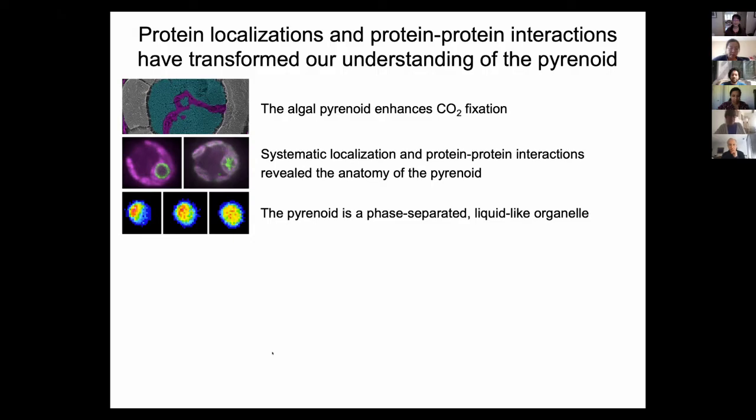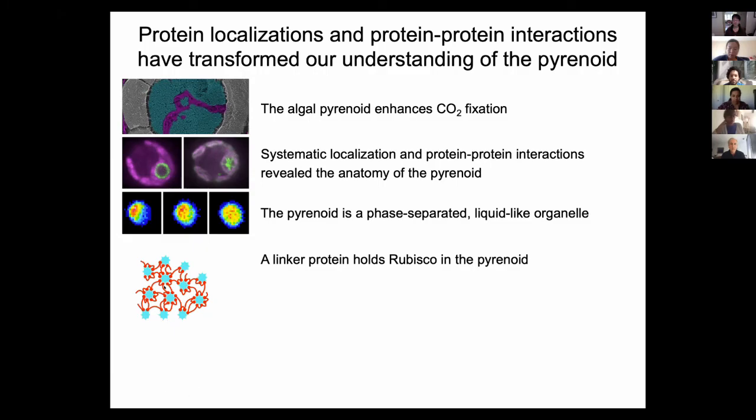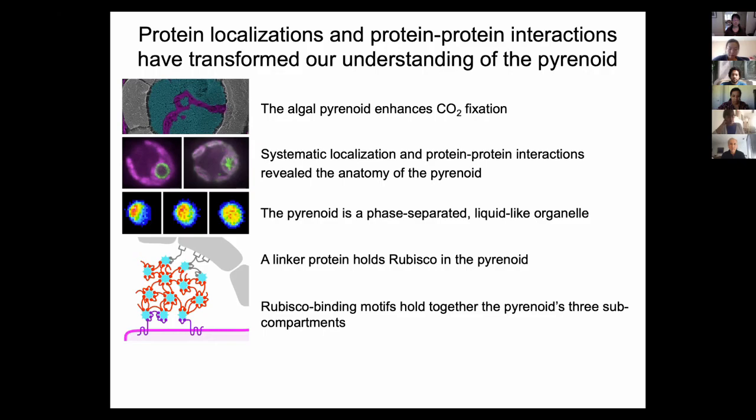And knowledge of these protein localizations and protein-protein interactions also enabled us to rapidly advance the molecular understanding of the pyrenoid structure, including our discovery of this red linker protein, which holds together the blue rubisco to form the pyrenoid matrix, as well as our unpublished discovery that many pyrenoid proteins share a common protein motif that binds to rubisco and allows the three subcompartments of the pyrenoid to be glued together.